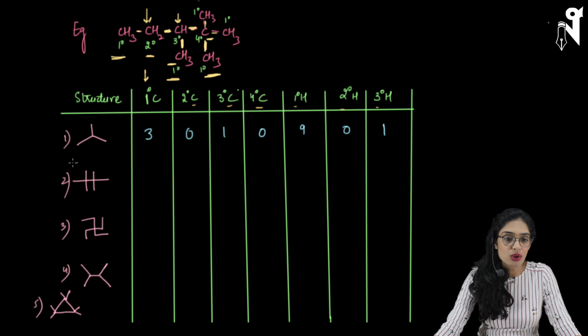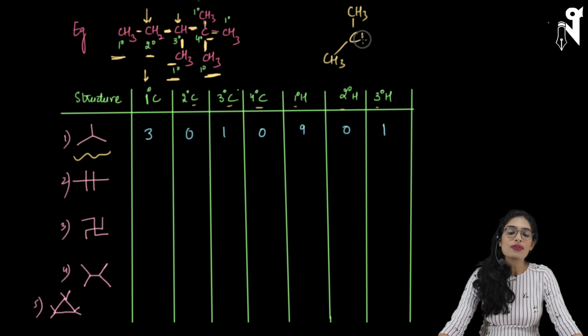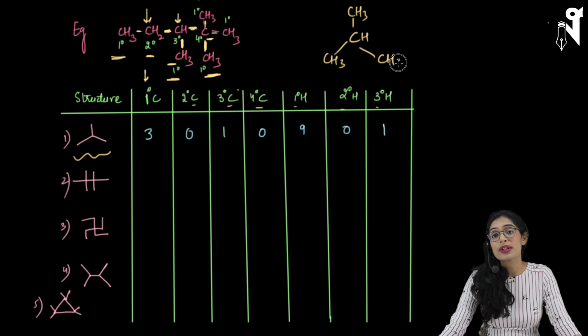Let's resolve the structure. The structure is this: CH3, CH3, hydrogen, and this CH3. Now, first of all, we will try to figure out the degree of each carbon. Here I have the carbon over here. If I talk about the degree of this carbon, it is linked with only one bond to another carbon, so this is going to be primary.